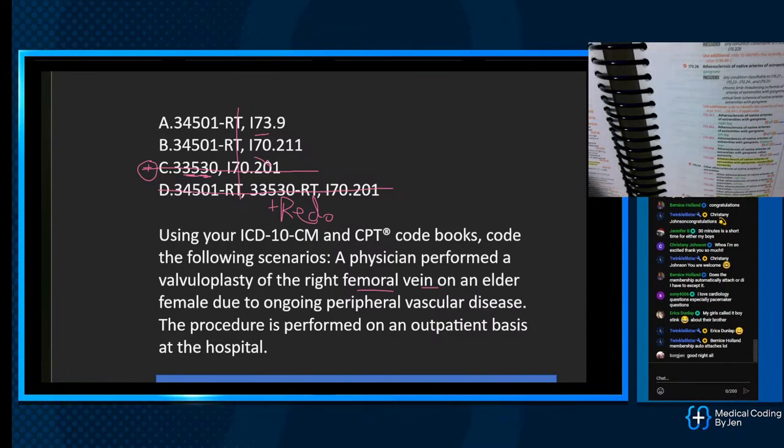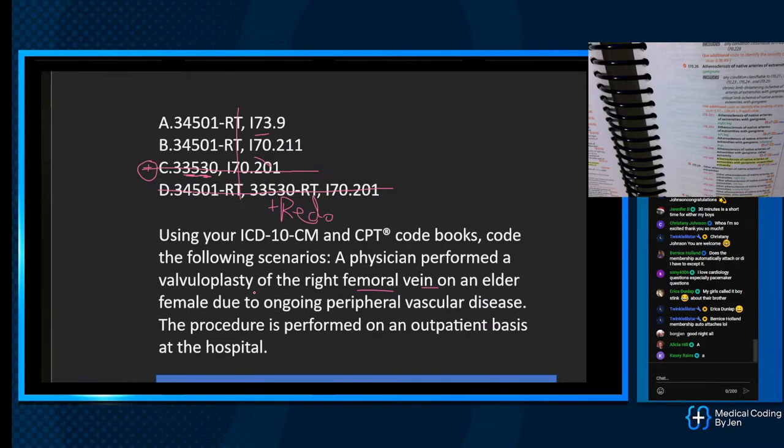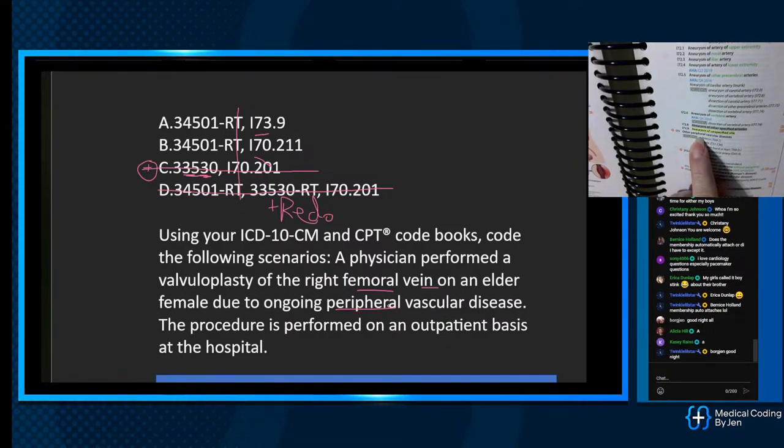I bet it's the I70. Right? Hmm. I73.9, or are we doing I70, atherosclerosis of the aorta? What are we doing? We had an elderly patient with ongoing peripheral, but we are doing peripheral. We're not doing atherosclerosis. That other one did say peripheral, didn't it? Yeah, that matches better. What did you guys get? I think I'm going to pick A. That's the only one that says peripheral. The other one says atherosclerosis.